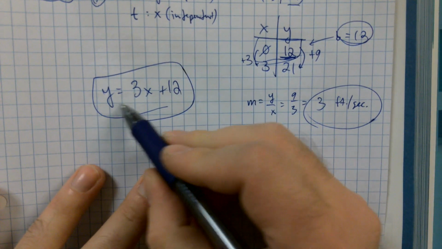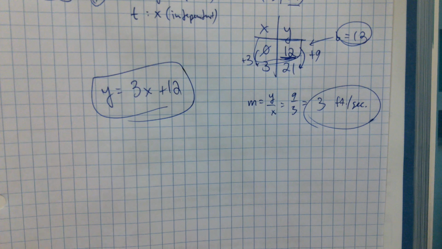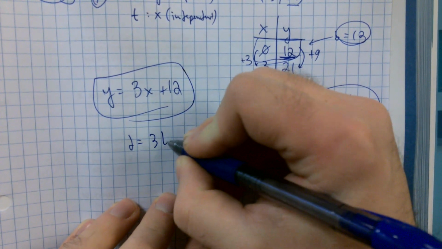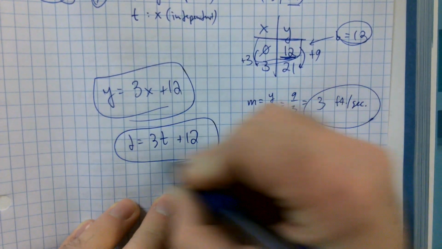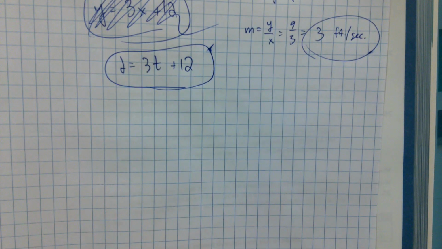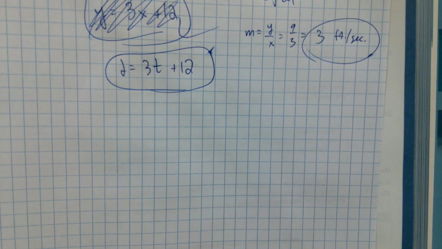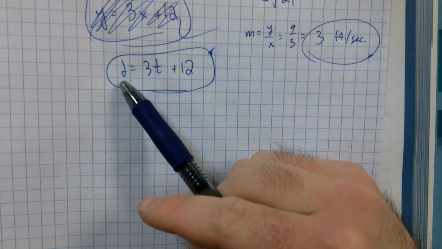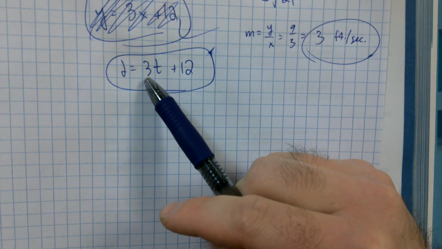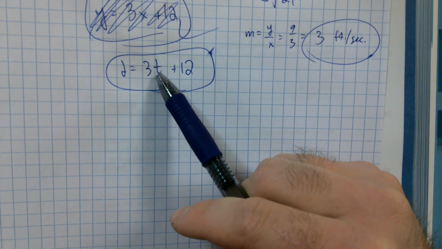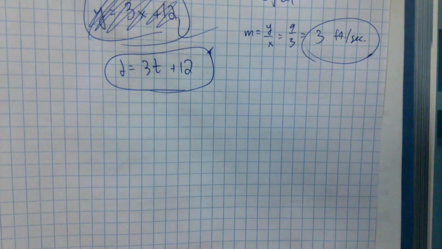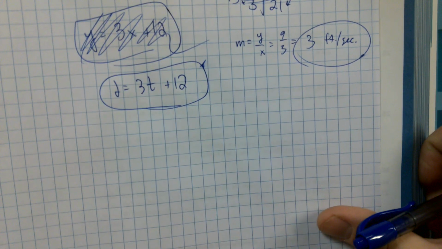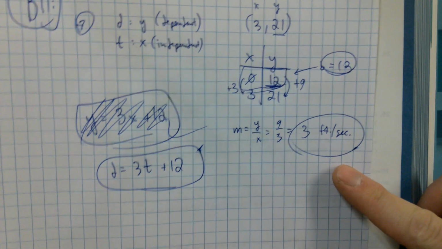And actually, you know what? I messed this up. This shouldn't be the equation. What should the equation read? There you go. d is equal to 3t plus 12. Where the distance away from his starting position is 3 feet for every second that's passed, plus the 12 feet away he started. That was a good one, number 7. Any questions on number 7 I can answer?